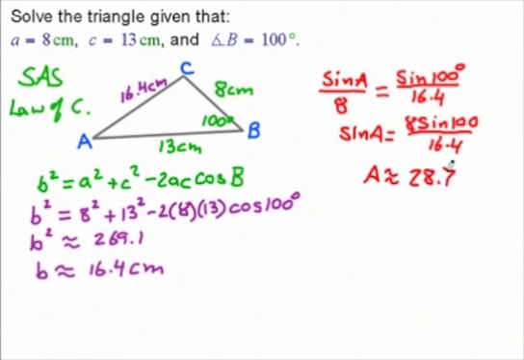Or I'm sorry, it's not centimeters. We're solving for an angle here. So angle A is 28.7 degrees. So be careful what you're solving for. You'll forget what measurements they're supposed to have. And then obviously you can find angle C: add those A and B together and subtract from 180.